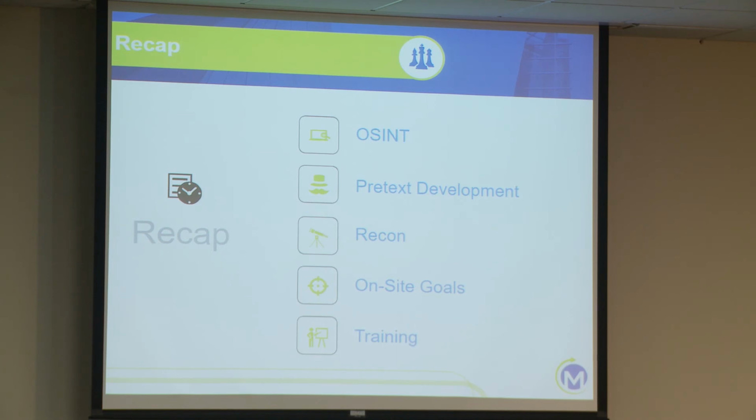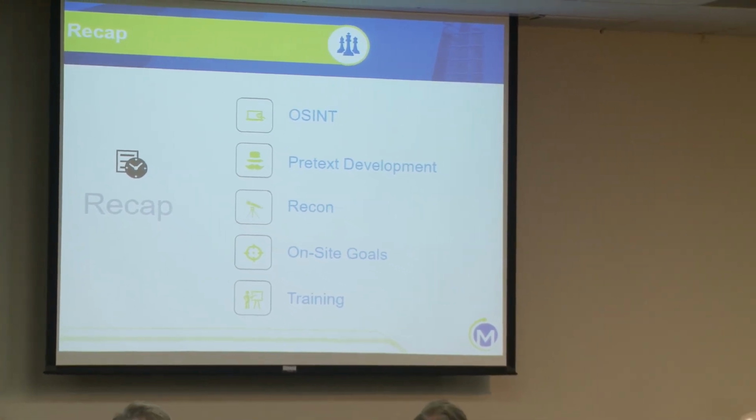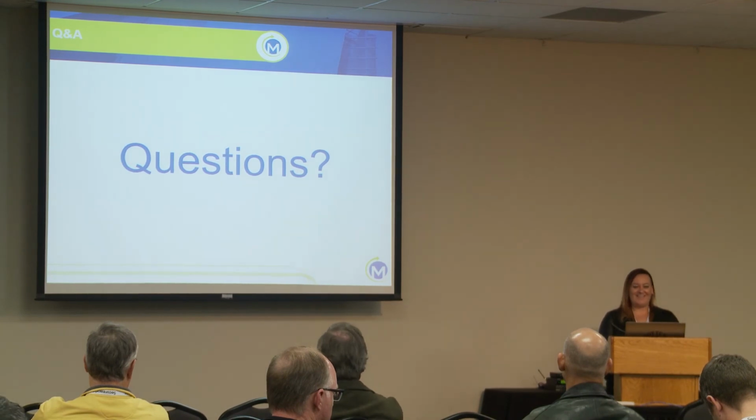All right, so recap. I talked about OSINT, everything I look for online before I start the assessment. Pretext development, what I think about when choosing who I'm pretending to be. Reconnaissance, when I actually go out on site, what I'm looking for, my goals that I do on site, and then talked about training a bit. Sorry, I talk very fast. Does anyone have any questions?